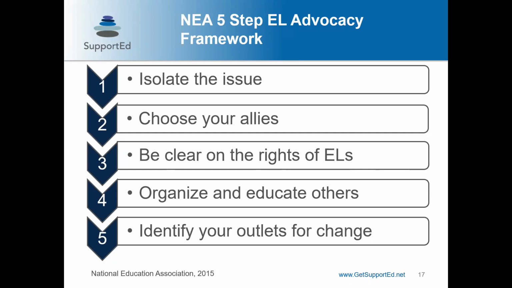And the fourth step is to organize and educate others. So start reaching out and bringing a group together, making a plan, having some clear steps, and educating others that might want to work on this topic. And finally, identifying your outlets for change. So once you've garnered this momentum, where are you going to go to work to get this change happening? Will it be with your administration, in the community at large? So think about where you might want to go from here.